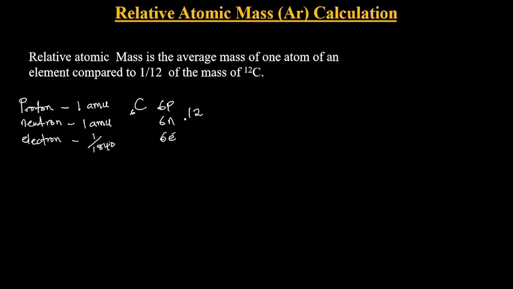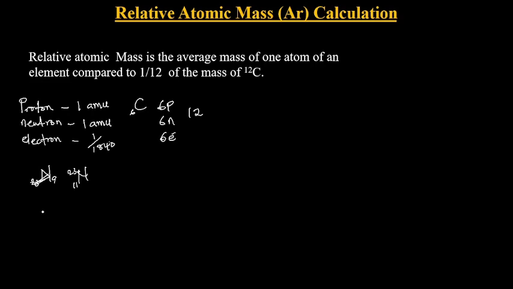Now we have what is known as the relative atomic mass, and it is the average mass of one atom of an element compared to 1/12 of the mass of carbon. So what this means is that if you take an element such as sodium, 11, and the mass is 23, it means that the mass of sodium will be 23 times as heavy as 1/12 of the mass of carbon.